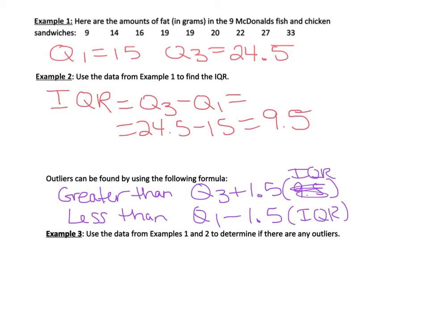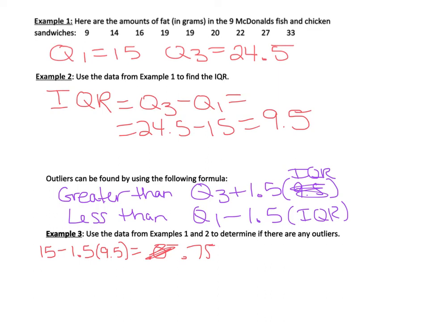So what we're going to do, we are going to find if there's any outliers in here. So I'm going to start with my Q1, which is 15, minus 1.5 times my IQR, which is 9.5. So we end up getting 0.75. And we can easily see that there's nothing that has any fat grams that are less than 0.75. So there are no low outliers.